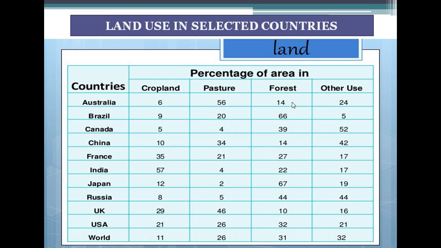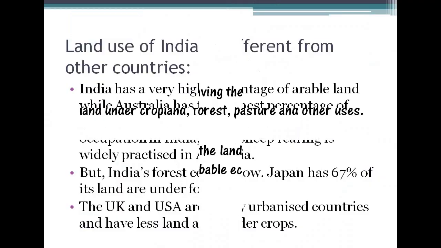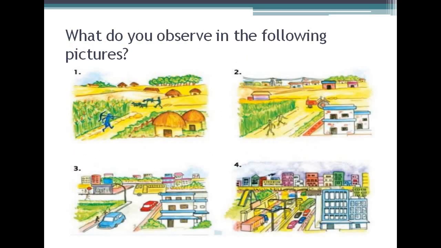In Brazil, it is forest, 66%. In Canada, it is other uses, that is 52%. And these other uses might be industries and mining. Then in China, it is also other uses. Then in France, we have cropland, which means agriculture. So in this way, you have to find out which countries are having what type of economic activity.